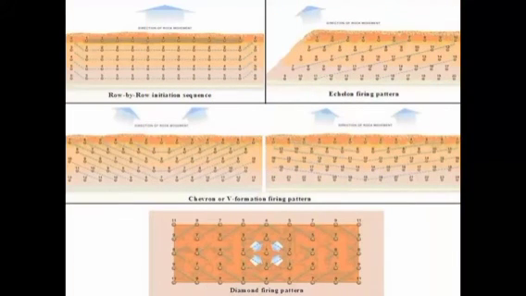There are some sequences which are followed in open cast mining. Number 1, row by row initiation sequence, in which all the boreholes are blasted parallel to each other, meaning in a line sequence. Number 2, echelon firing pattern. Number 3, V formation firing pattern, in which all the boreholes are blasted in a V-shaped sequence. Number 4, diamond firing pattern, in which all the boreholes are blasted in a diamond-shaped sequence.